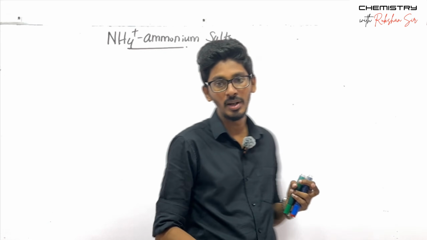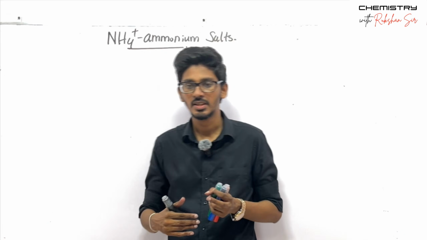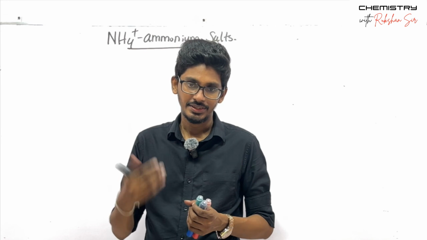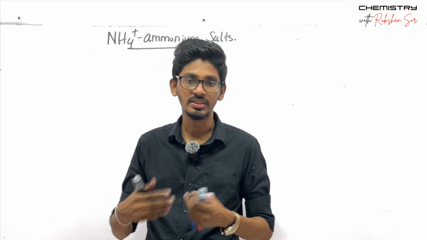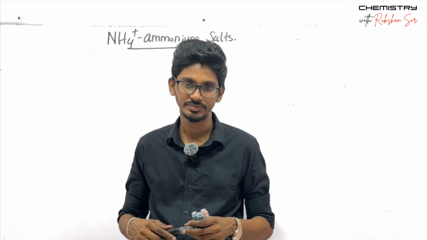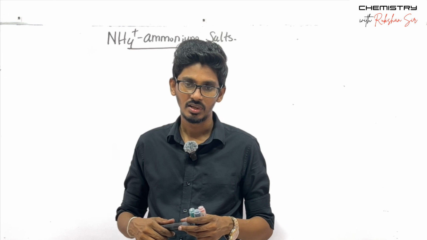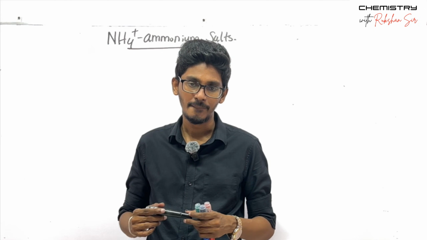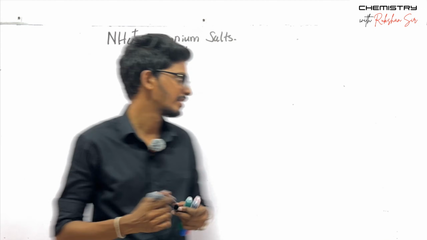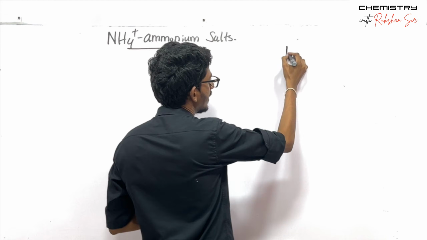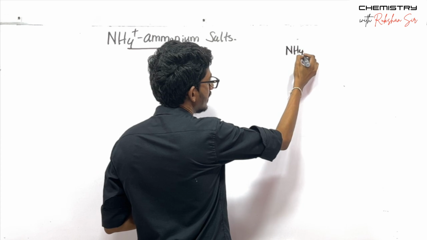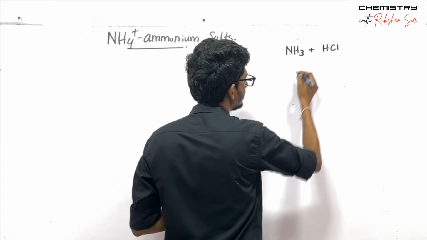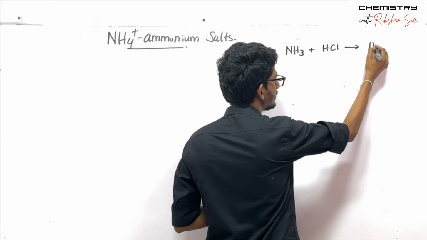Because you can form ammonium salts by reacting ammonia with some acid. Basically, some strong acids will give you ammonium salts. And we know how to cope with the acidic and basic nature of salts. When ammonia reacts with HCl, you can produce the ammonium salt.